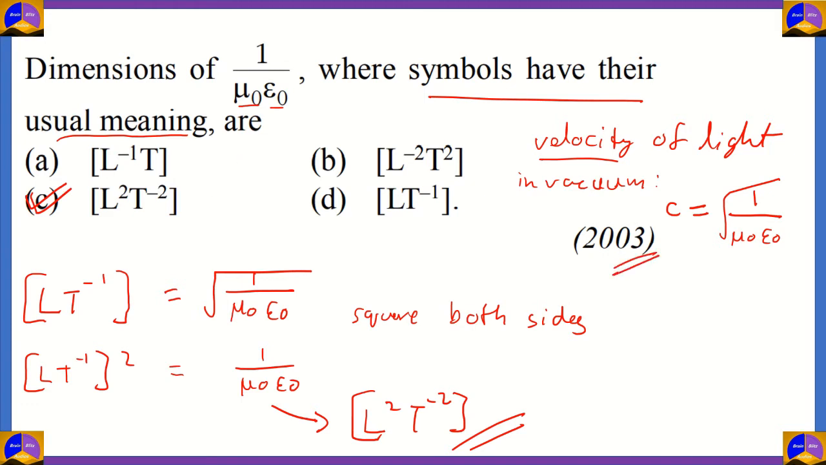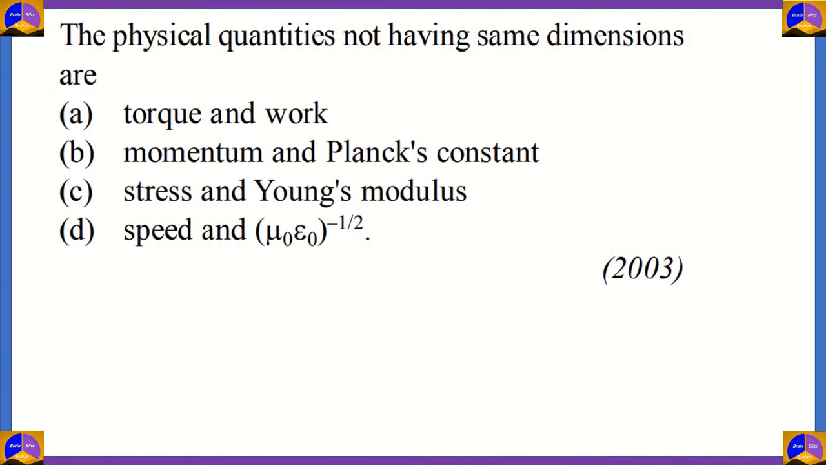The important thing to note is that we use the velocity of light in a vacuum, which we usually study in the chapter moving charges and magnetism, as well as magnetism and matter. So in these chapters we study about this formula. We applied that here and put in the dimensions of light's velocity, so therefore we get L squared T raised to minus 2 as the correct answer.